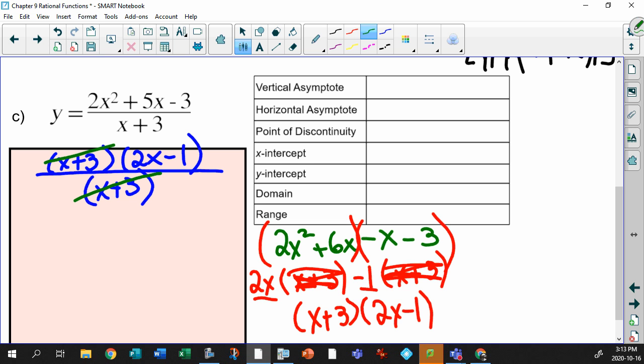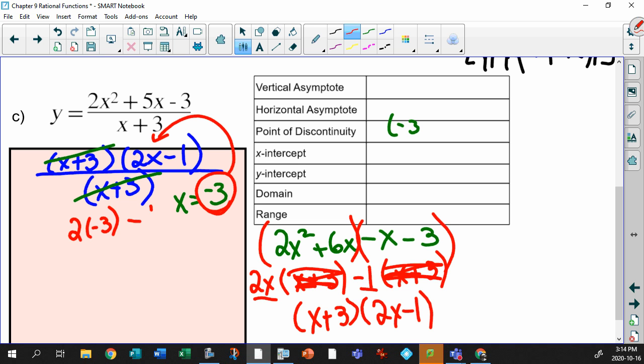Yes, math becomes a musical. Ha ha. X equals minus 3. There's your point of discontinuity. So put in minus 3 right there. Now, take this and substitute it back into the equation here. If you substitute it back, 2 times minus 3, minus 1. 2 times minus 3, of course, is minus 6. Minus 1 is minus 7. Your point of discontinuity is at minus 3, comma, minus 7.